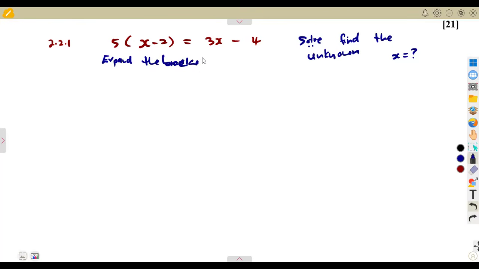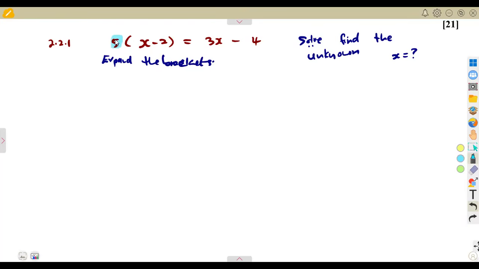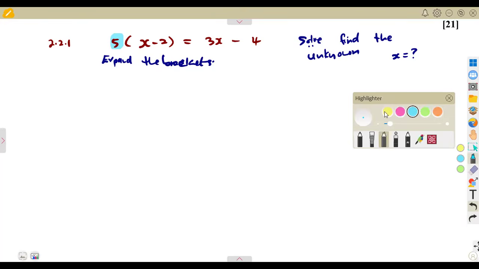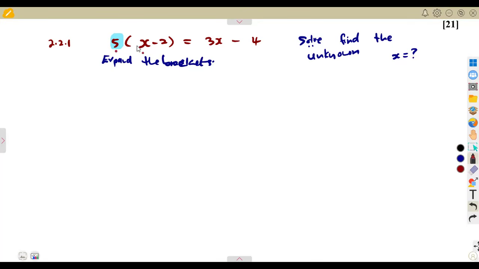To expand the brackets, what are you going to do? Expand by the number that is multiplying the bracket, which is the 5 outside of the bracket, the number in contact with the bracket. So 5 times x, this is the same as 1x, so it's 5 times 1, which is 5x. 5 times a negative 2 is a negative 10, which is equal to 3x minus 4.